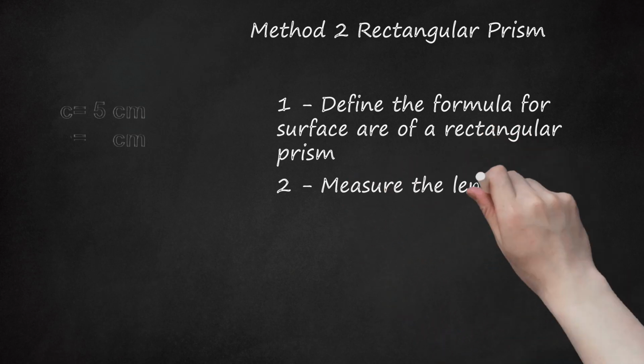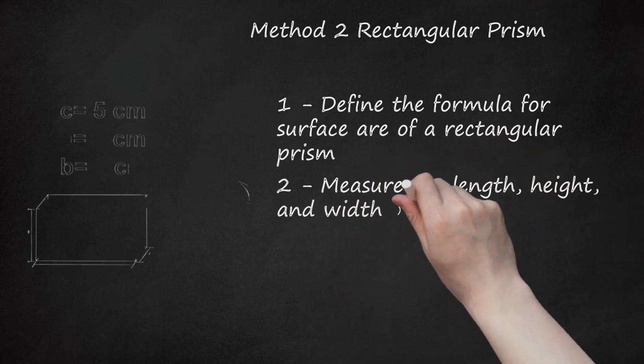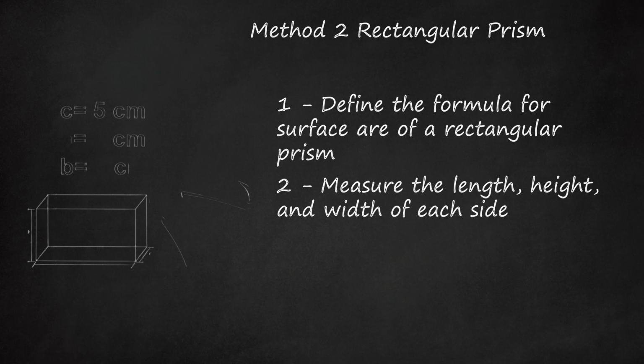2. Measure the length, height, and width of each side. All 3 measurements can vary, so all 3 need to be taken separately. Using a ruler, measure each side and write it down. Use the same units for each measurement. Measure the length of the base to determine the length of the prism, and assign this to C. Example: C = 5 centimeters.